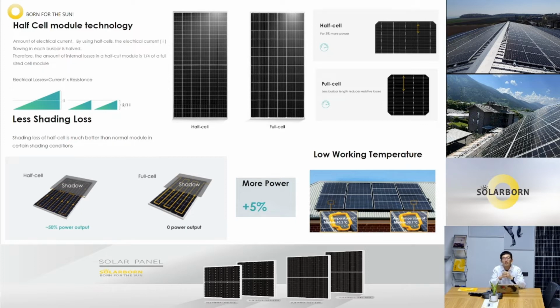And also the temperature when the solar panel works: the half cut will get less temperature on the surface. So the lower working temperature is better for the solar panel to get the complete power and the general power for the solar system. That's why the market, the industry, changed to half cut solar panels.